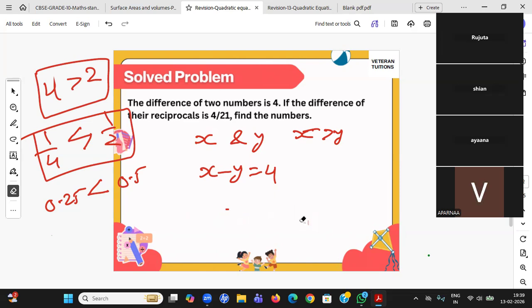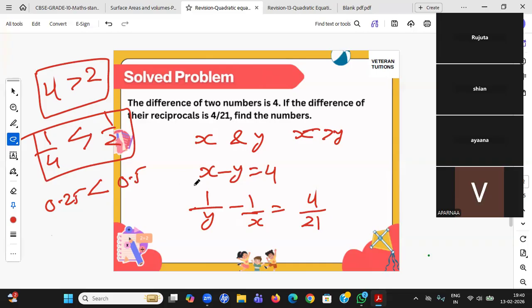Yeah, Rujita. So did you take this, student? Sir, I took x and x minus 4. X and okay, that's fine. After that, you need to do the same thing. When you are reciprocating, what did you take? 1 by x minus 1 by x minus 4, or 1 by x minus 4 minus 1 by x? I took 1 by x minus 4 minus 1 by x equal to 4 by 21. Yeah, and equal to 4. Here x minus... No, the difference, it's just x minus. No, I didn't get it.